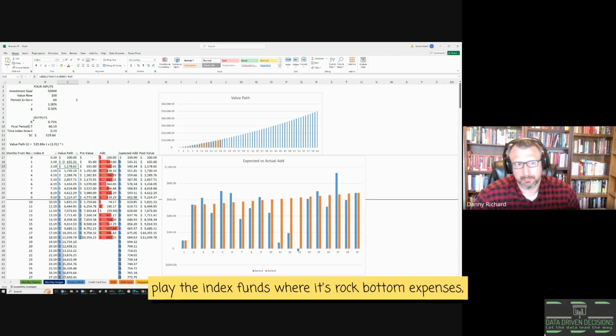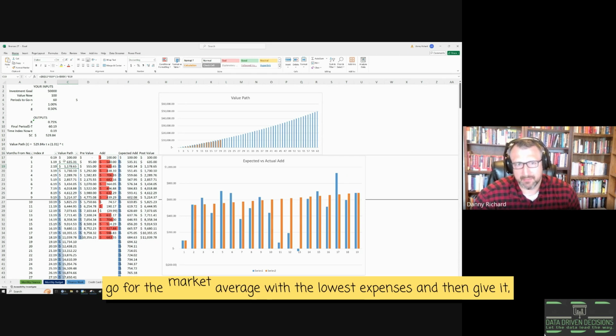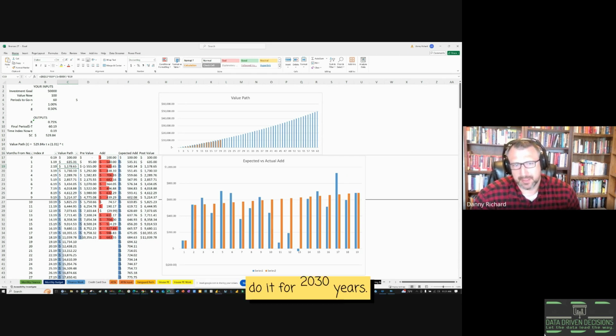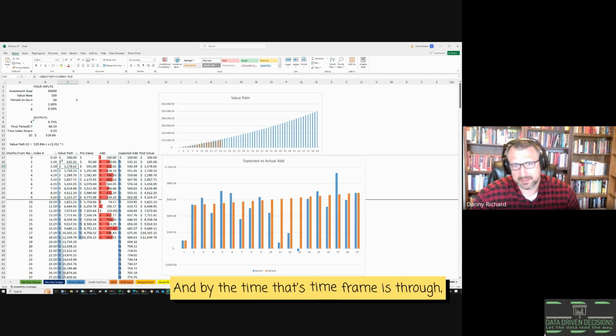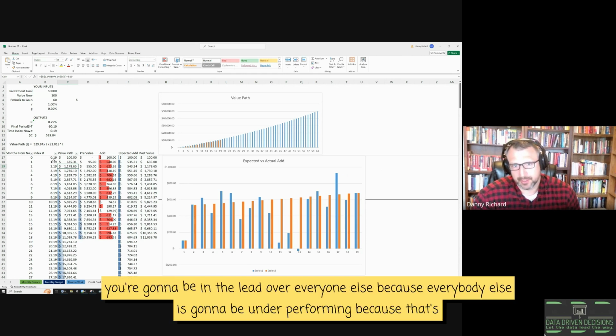Play the index funds where it's rock bottom expenses. Go for the market average with the lowest expenses and then do it for 20, 30 years. And by the time that time frame is through, you're going to be in the lead over everyone else, because everybody else is going to be underperforming.